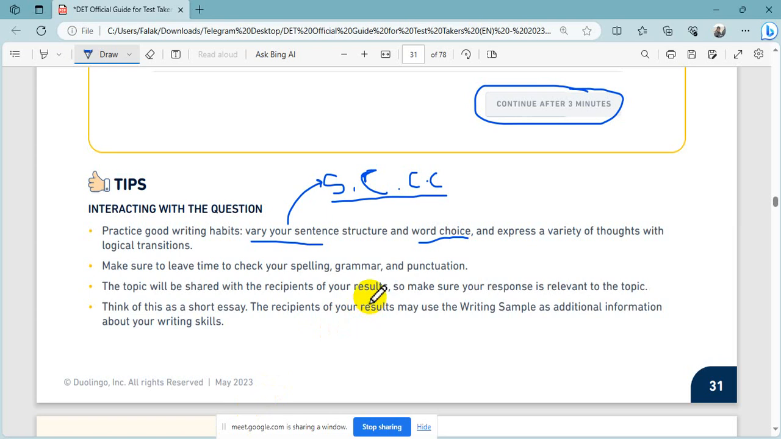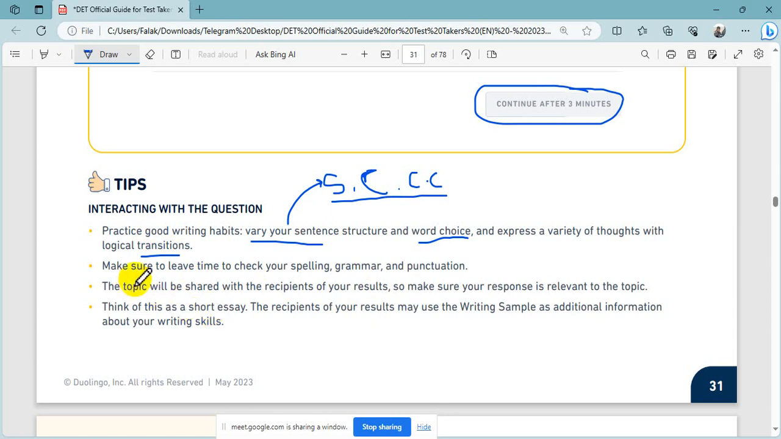That's the whole thing you have. Try to use different kinds of vocabulary and express a variety of thoughts with logical transitions. Keep in mind that transitions are also considered very crucial here, because they can help you to connect these sentences.